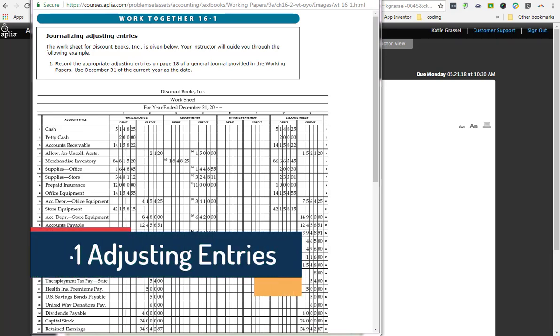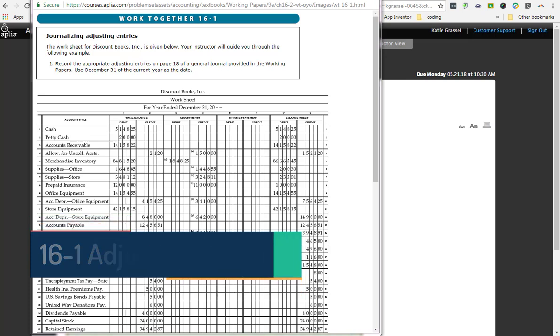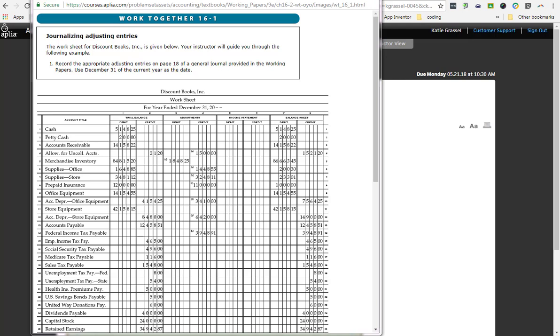For 16.1, read the worksheet for discount books given below. Your instructor will guide you through the following example. Record the appropriate adjusting entries on page 18 of a general journal provided in the working papers. Use December 31st of the current year as the date.